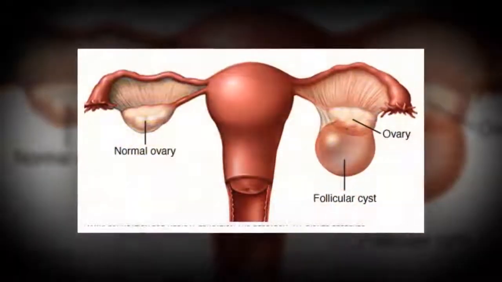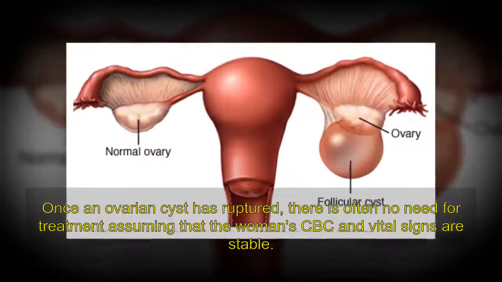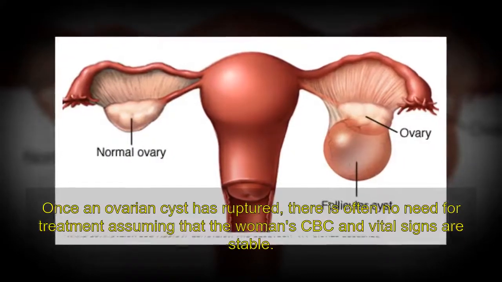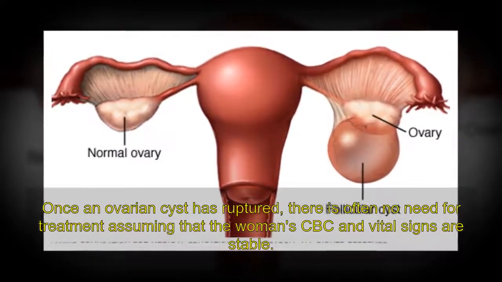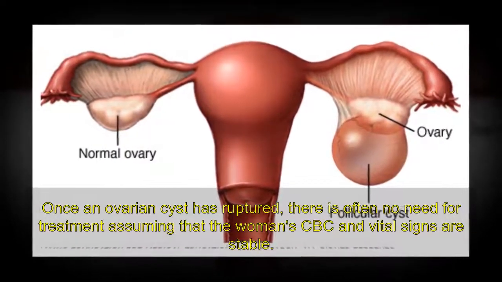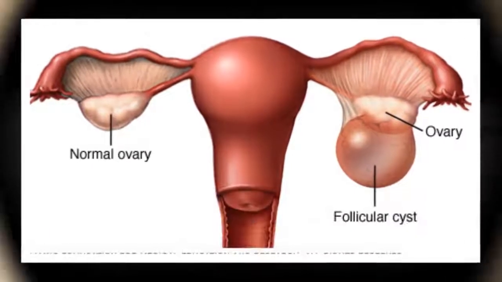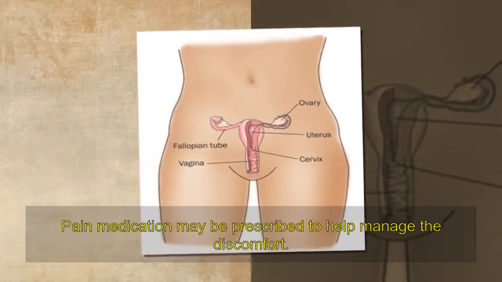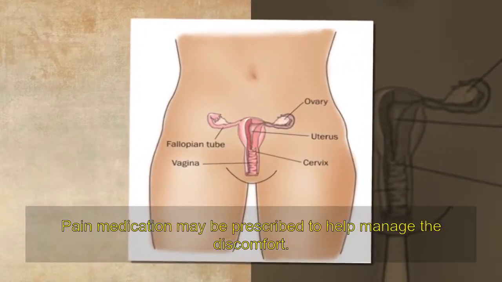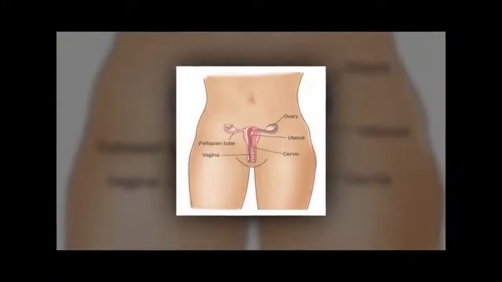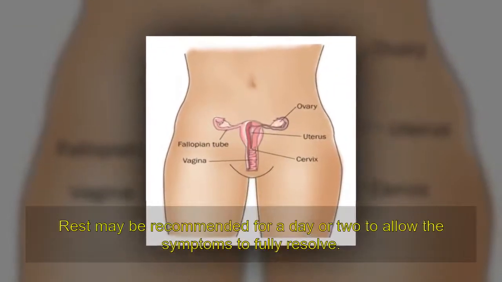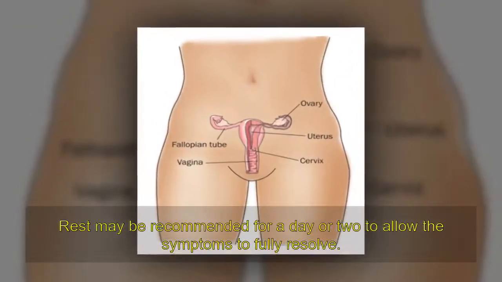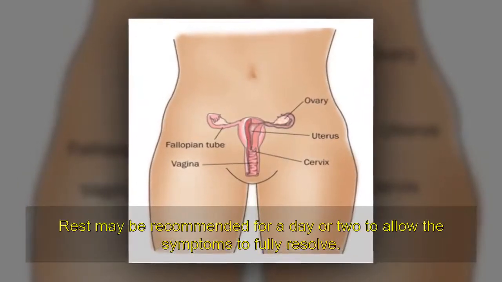Treatment. Once an ovarian cyst has ruptured, there is often no need for treatment, assuming that the woman's CBC and vital signs are stable. Pain medication may be prescribed to help manage the discomfort. Rest may be recommended for a day or two to allow the symptoms to fully resolve.